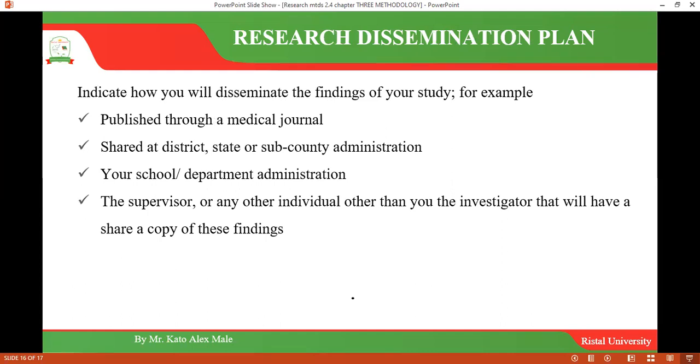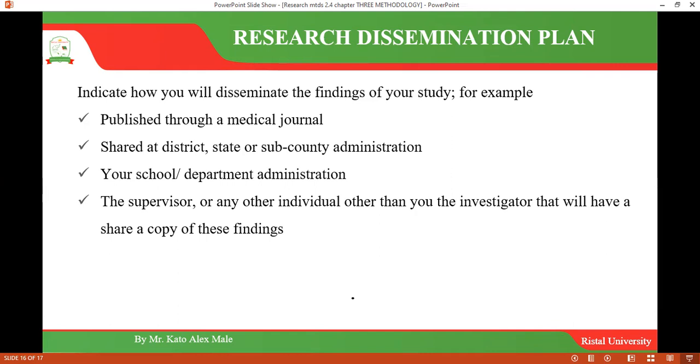Lastly, what we can look at, that is 3.9, is the research dissemination plan. You must tell us how you are willing to disseminate findings of the study. Indicate which people will have a copy of this study. Indicate where your data will perhaps be published, such that we can be secure that this data will not be badly used. So, for example, I can say the data will be published through a medical journal.